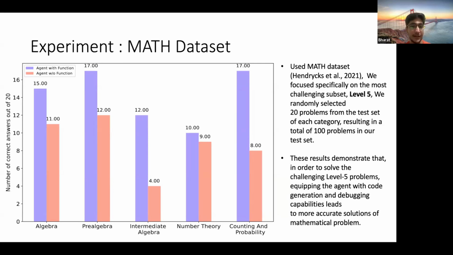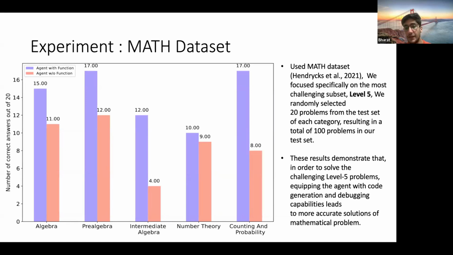Now, if you see here, there are 2 bars. One is agent with functions, which has the ability of code generation and debugging. One is agent without functions, which doesn't have any ability of code generation. If you see the performance here, specifically in the categories of algebra, where you normally require some type of mathematical tools to help you solve the problem, the accuracy without functions is very, very low. For example, in intermediate algebra, we get 12% with functions ability and only 4% without functions ability. Same for counting and probability also.